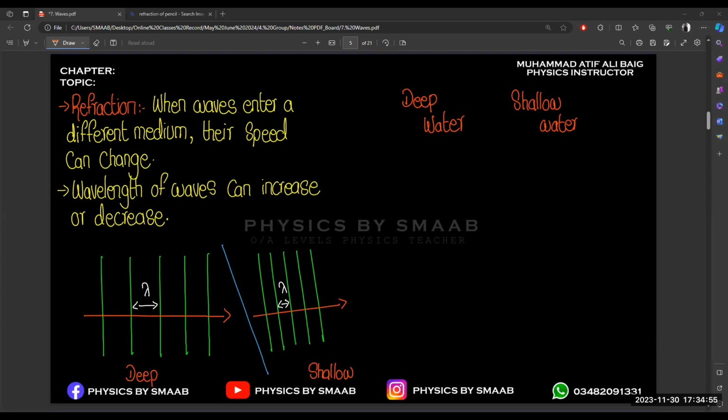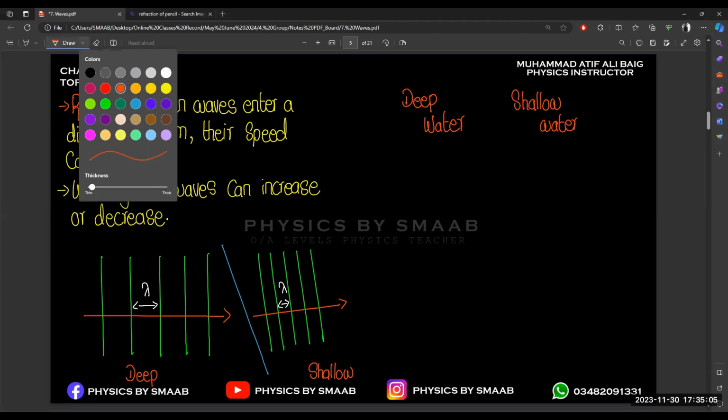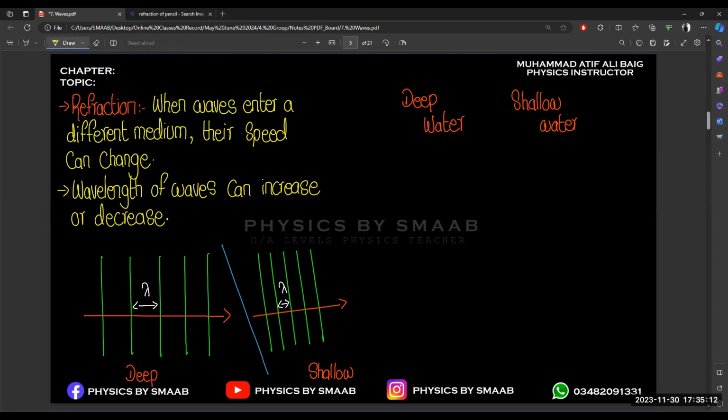Okay, so we are talking about the deep water and the shallow water, or you can also write deep medium, shallow medium. It is not compulsory only for water. It depends upon the type of medium we are using. So we observe that there is a difference in their speed and also difference in the wavelength. So the first difference we can easily compare from the diagram is the difference of the wavelength.